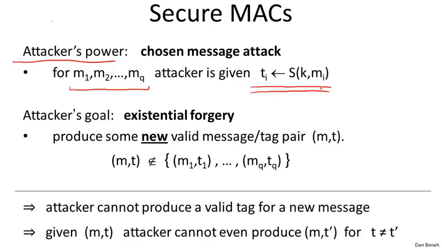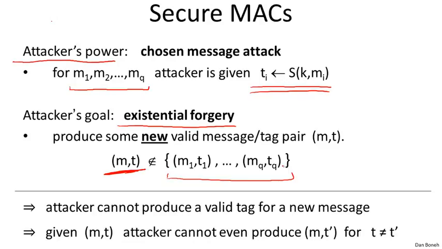Okay, so that's what the attacker can do, basically this chosen message attack. And what is his goal? Well, his goal is to do something called an existential forgery. In other words, what he's trying to do is to produce some new valid message tag pair. Okay, so some message tag pair that's different from one of the pairs that were given to him during the chosen message attack. And if he can do that, then we say that the system is insecure, and if he can't, then we'll say the system is secure.